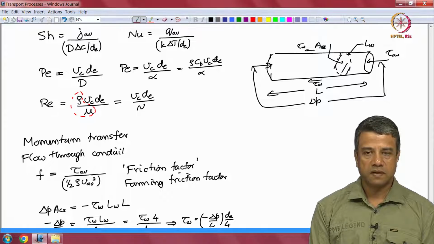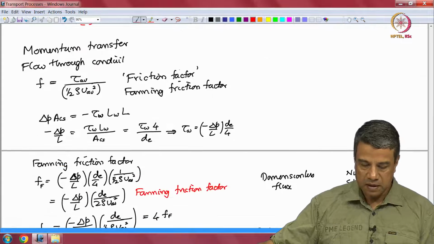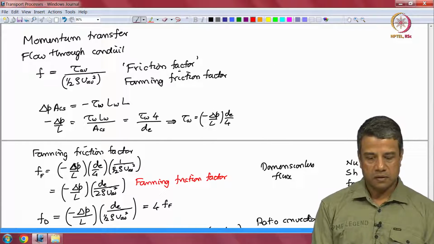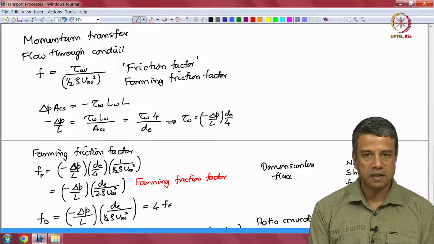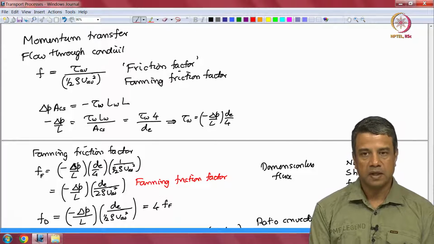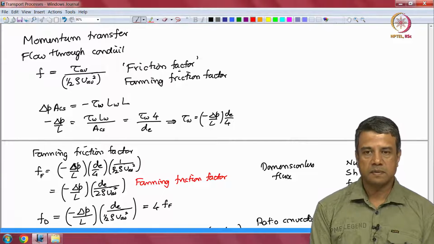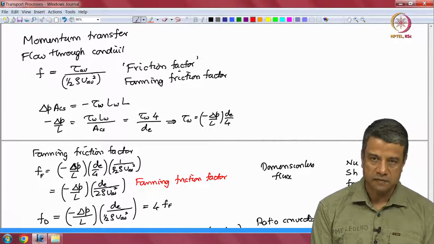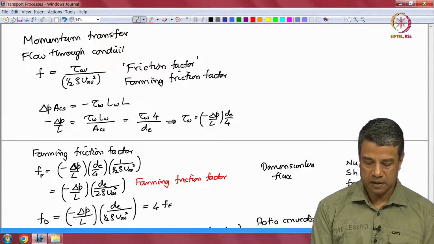The dimensionless fluxes for momentum transfer are defined slightly differently. For flow through a conduit, the friction factor is defined as the average stress divided by the kinetic energy per unit volume based upon the average velocity, the Fanning friction factor, and that can be equivalently expressed in terms of the pressure difference that is required to drive the flow divided by the length.